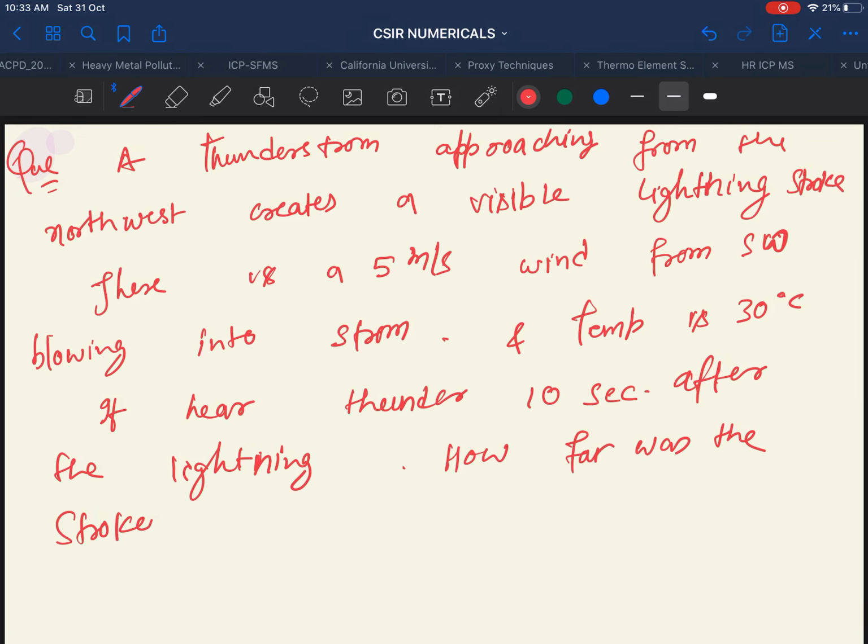All you need is the formula. Given: a thunderstorm approaching from the northwest creates a visible lightning stroke. There is a 5 meter per second wind from the southwest blowing into the storm. Temperature is given, 30 degrees Celsius. If you hear the thunder 10 seconds after the lightning, how far was the stroke?